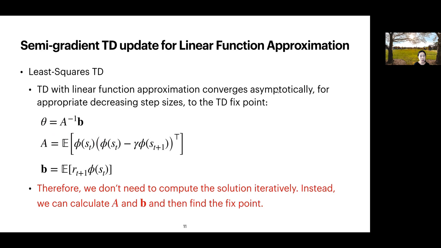You can see that if you use a semi-gradient TD update for linear function approximation, you don't need to do anything iteratively. You can just solve a fixed point problem using least squares. It essentially reduces to a least squares problem, because you just calculate A and calculate B, and then compute A inverse of B, which is a very standard least squares problem. This is something called a semi-gradient TD update. It is a variant of the gradient method for function approximation.